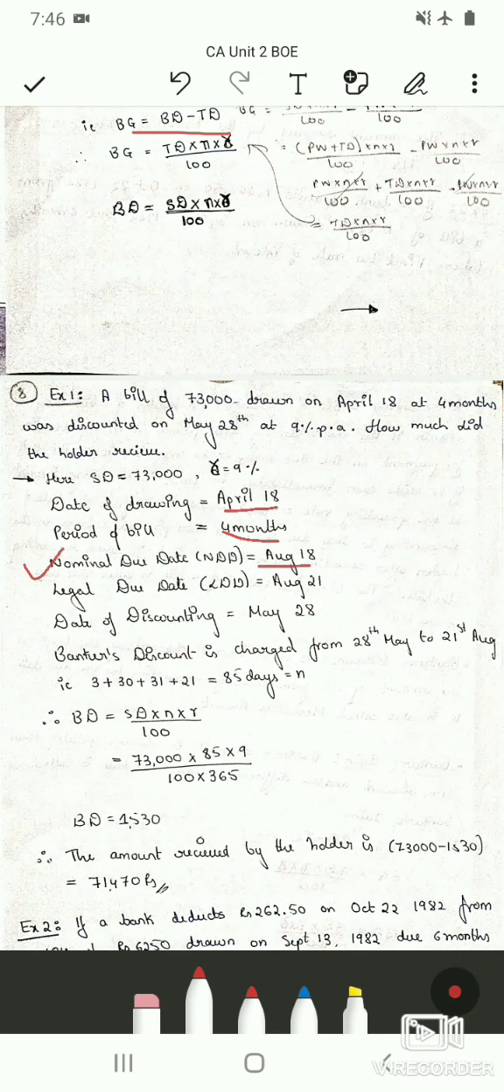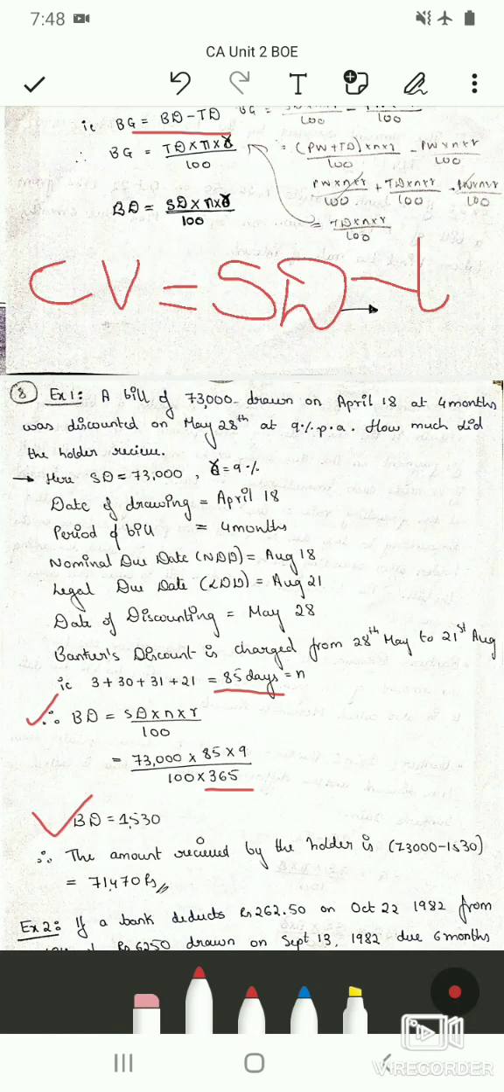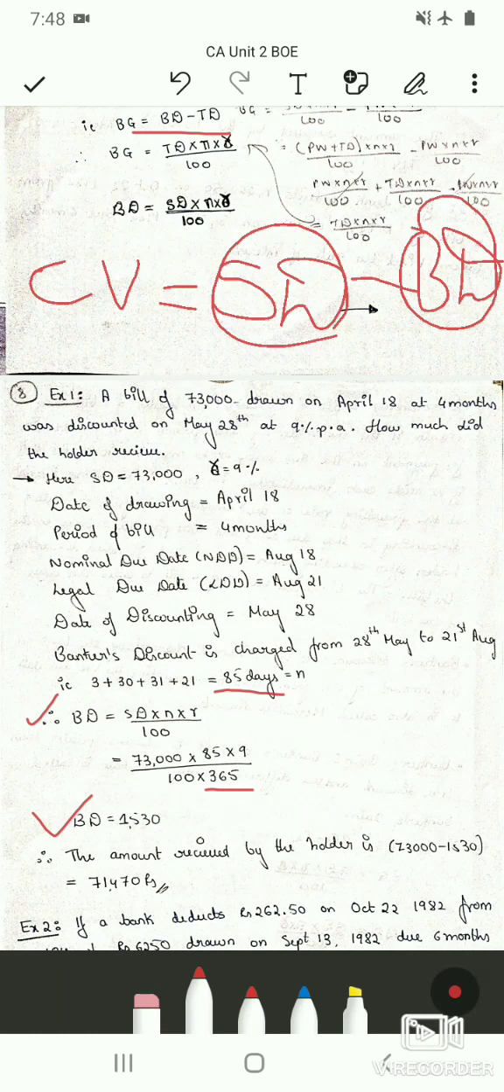So banker's discount will be 1,530 rupees. So what is the formula for cash value? Cash value is the sum due minus the banker's discount. The seller gets the cash from the bank after the bank deducts the interest. That interest is nothing but our banker's discount. So from the sum due, if you subtract the banker's discount, that much money will be paid to the seller and it is known as cash value.